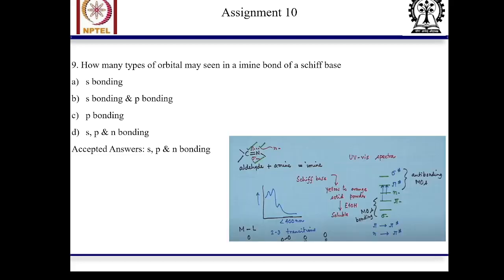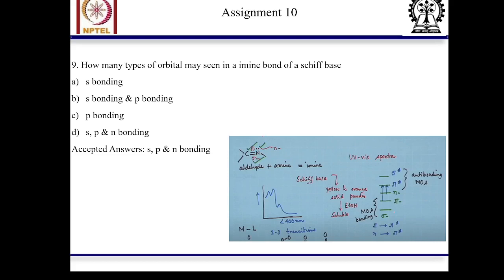Let me show you what the professor has written. You condense an aldehyde with an amine, and basically you get the imine. This is the C phase, a yellow to orange solid powder, soluble in ethanol, with absorption in the UV visible spectra. You have the C single bond N, which gives the sigma, the C double bond N, which is the pi, and then the lone pair on the nitrogen, which is the non-bonding orbital.